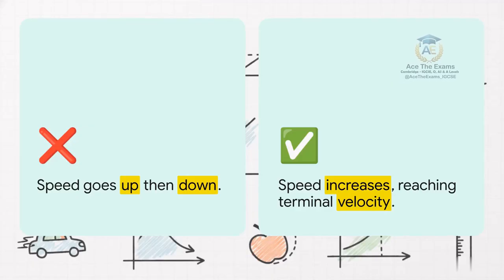Let me show you exactly what that lack of precision looks like. Consider a classic, really flawed student answer. Speed goes up, then down. Now this gets 0 marks. It's conversational, it's vague, and frankly, it's not physics. Now compare that to an improved top-band answer. Speed increases, but acceleration is lower, reaching terminal velocity. Do you see the huge difference there? We're using precise command words and extracting exact physical behavior from the changing shape of the curve.